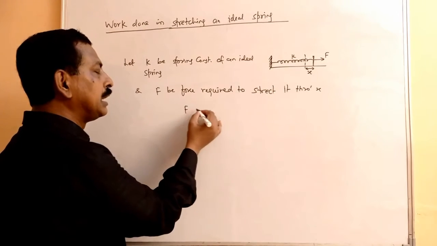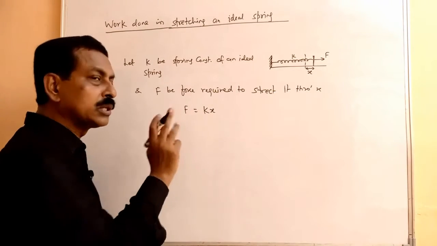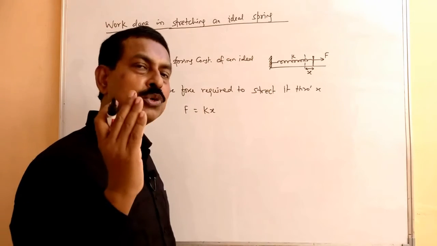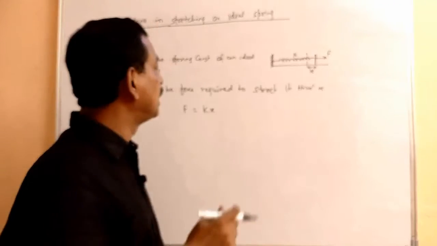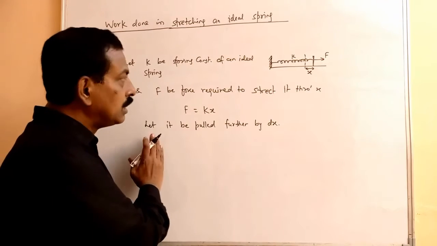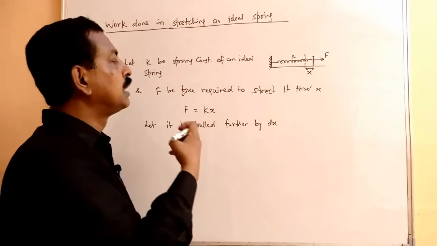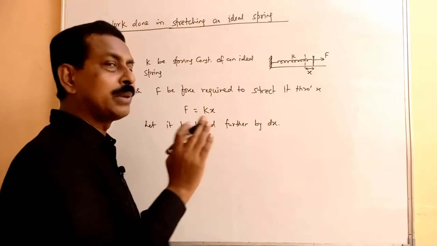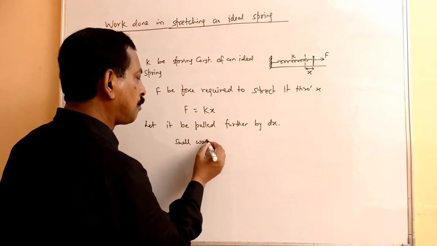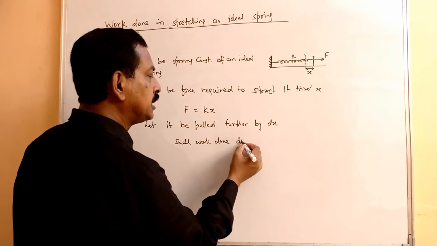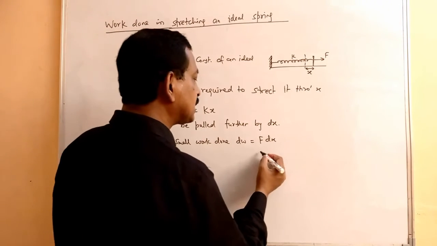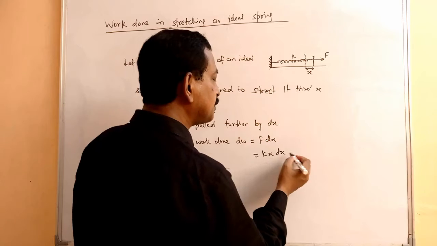So in that case, what will happen? F will be given as K into X, because F is directly proportional to X, and K is the spring constant, that is the proportionality constant which is being used. So this is F equals Kx. Now suppose we are pulling it further, so let it be pulled further by dx. So a small work done dW will be F dx, and this is Kx dx.